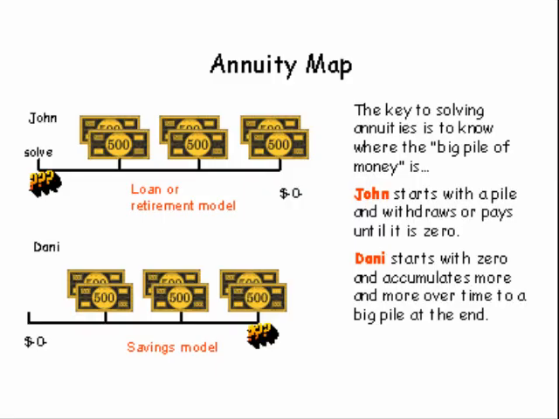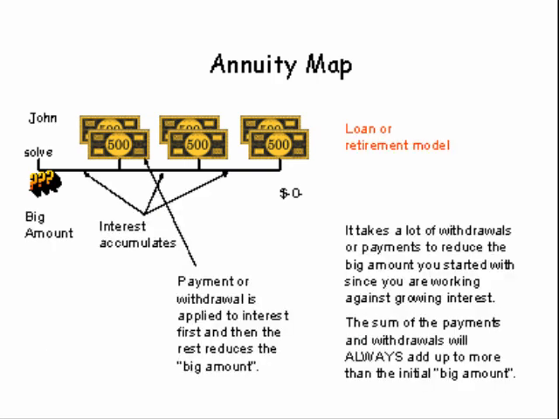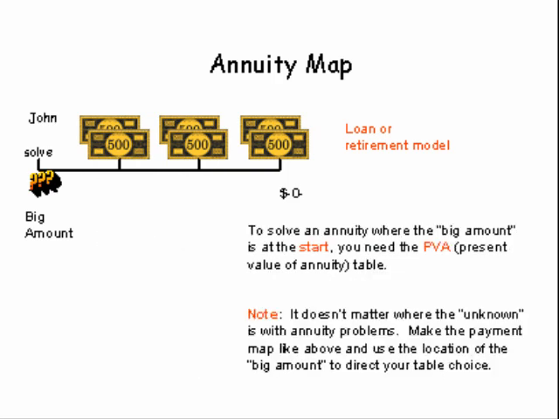There's two kinds of annuities. The loan or retirement model, which is at the top there, where there's a big amount at the beginning and then payments or withdrawals over time until the big amount is depleted down to zero. Or at the bottom of the screen you have a savings model where you start with nothing and build up to a large amount over time with all the deposits or payments. All right, let's look at the top kind, the loan or retirement model. You start with the big amount and you make payments or withdrawals over time. You need the present value of annuity table to solve these kinds of problems, no matter where the unknown is.